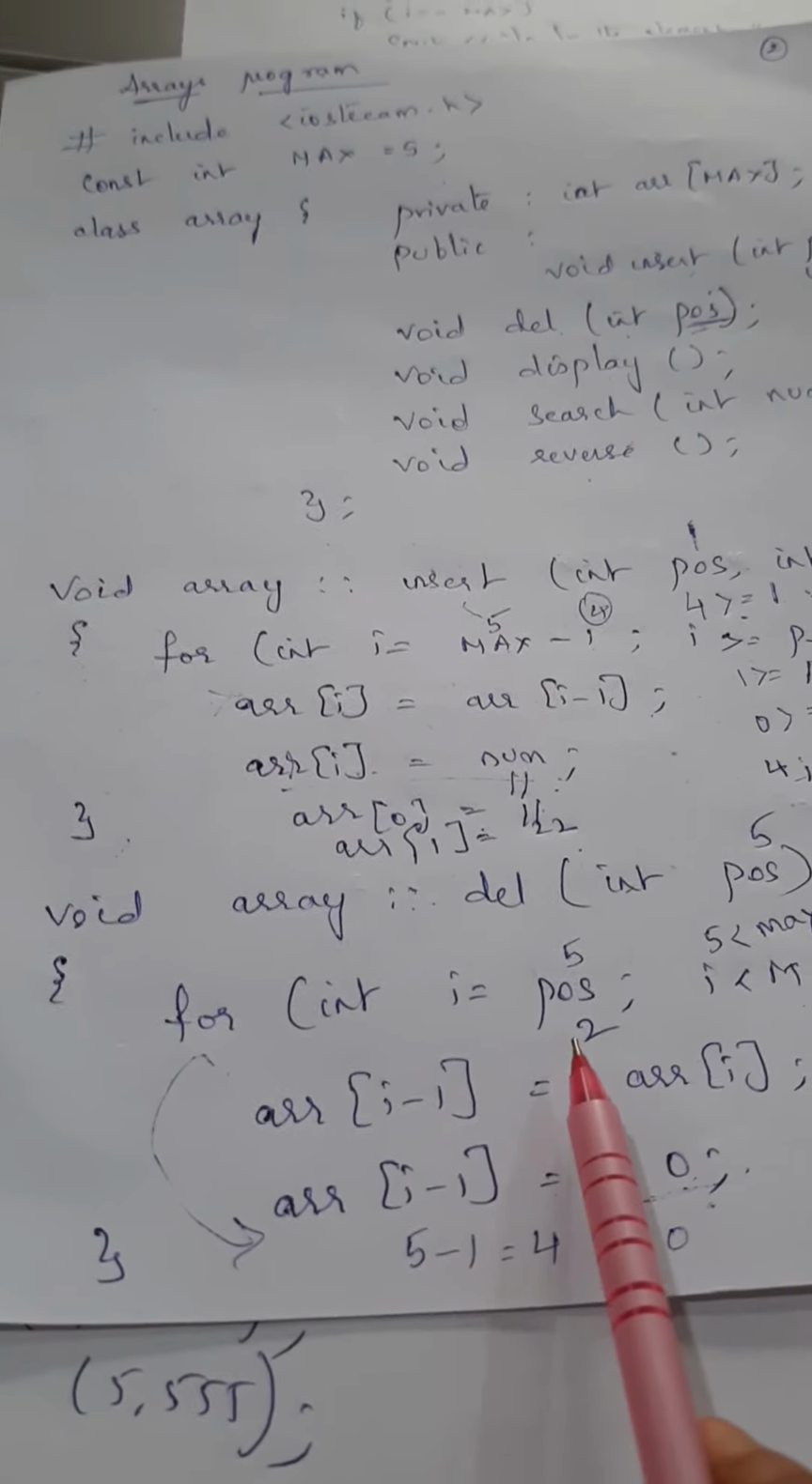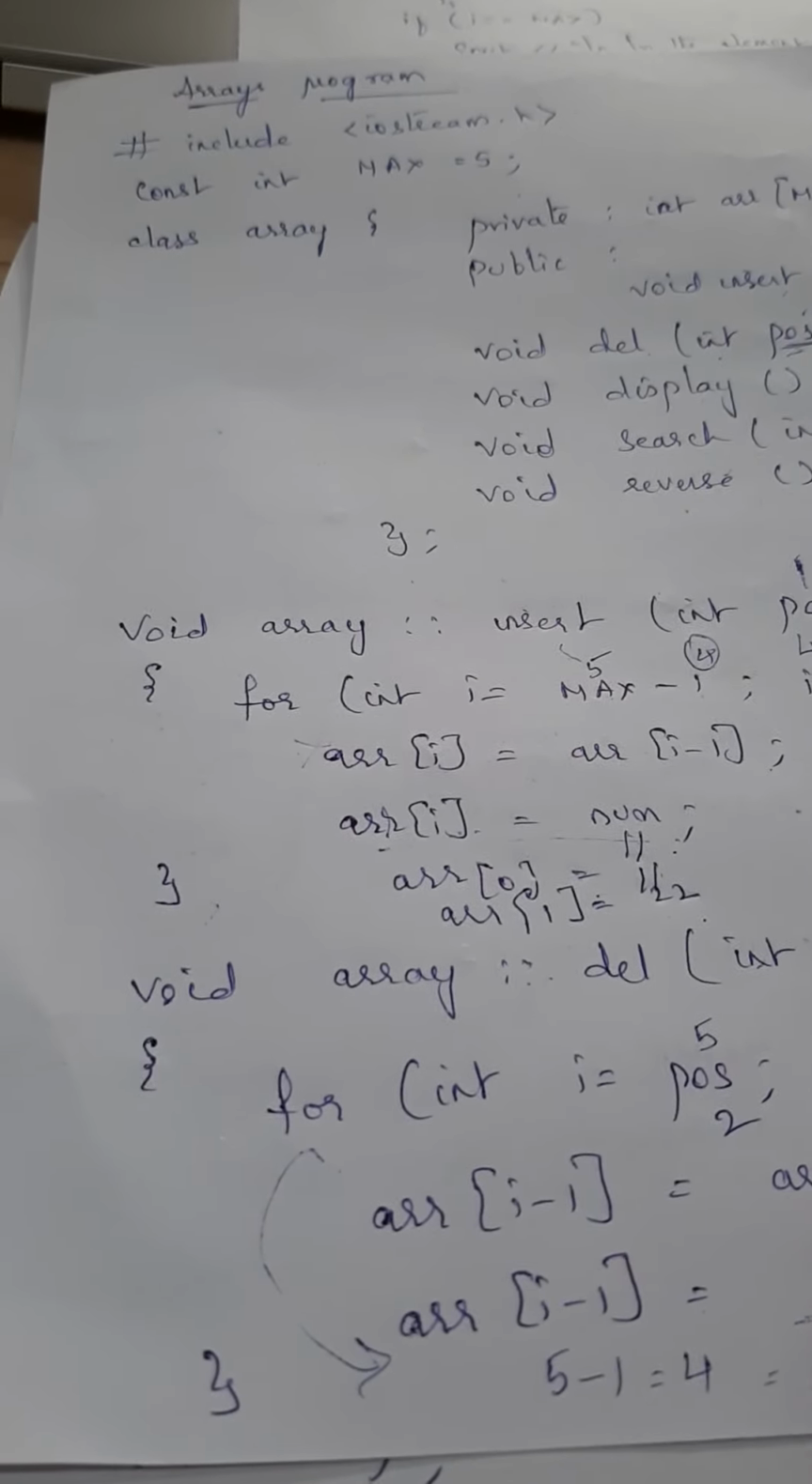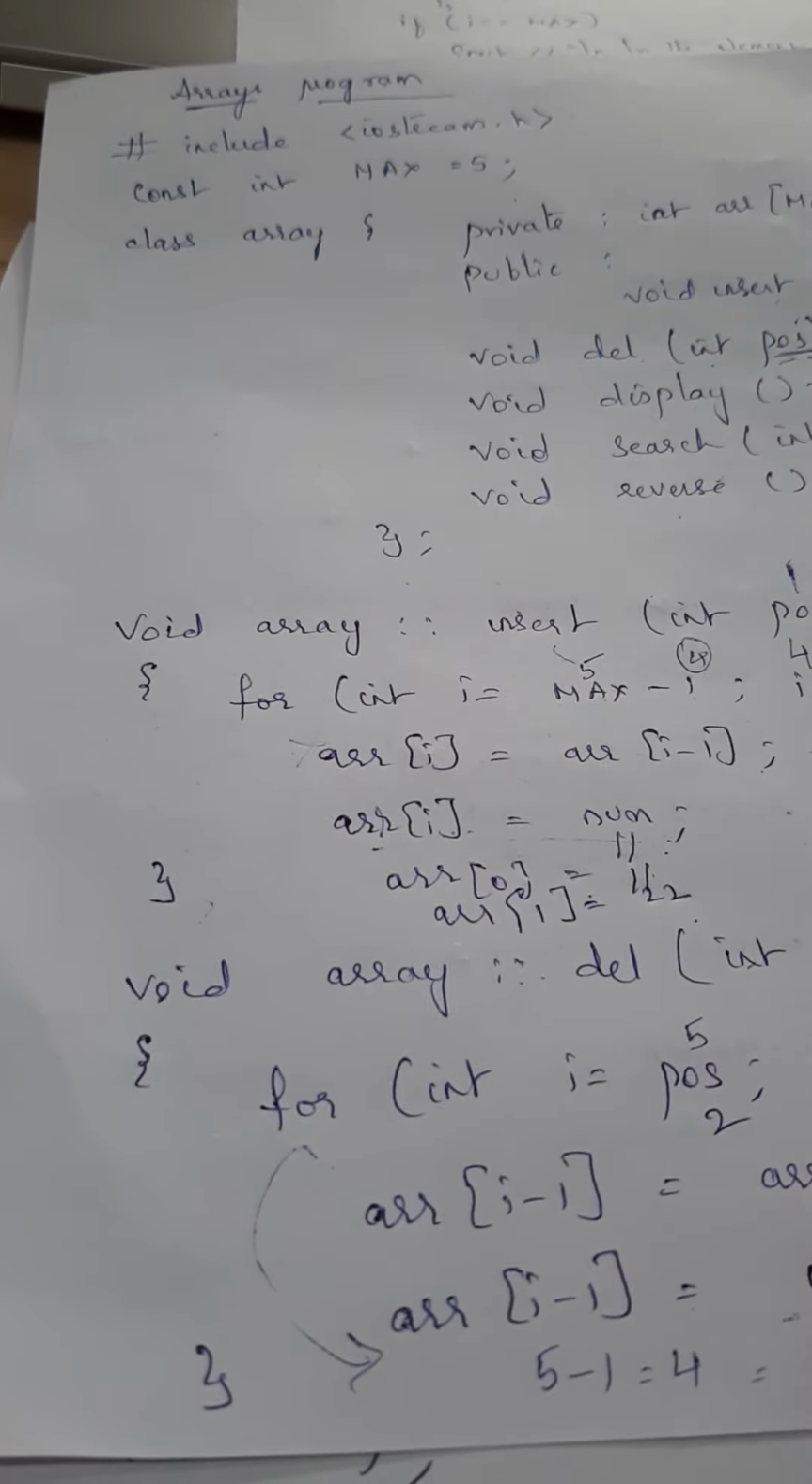So here I is equal to 2. So 2 is less than 5, so this condition is true. What will happen? It will enter into this particular statement.